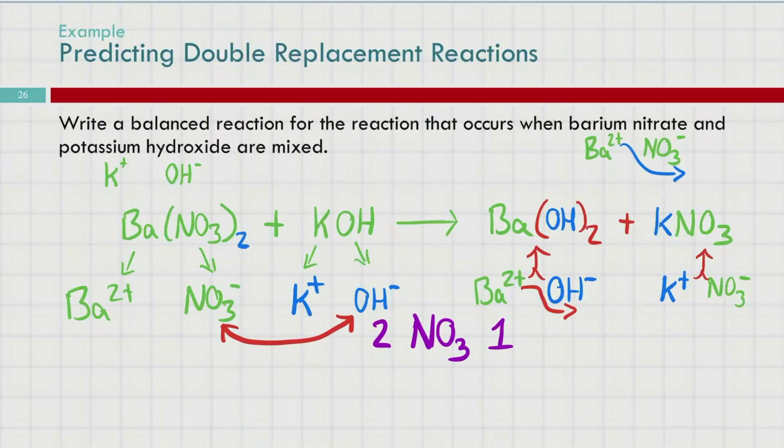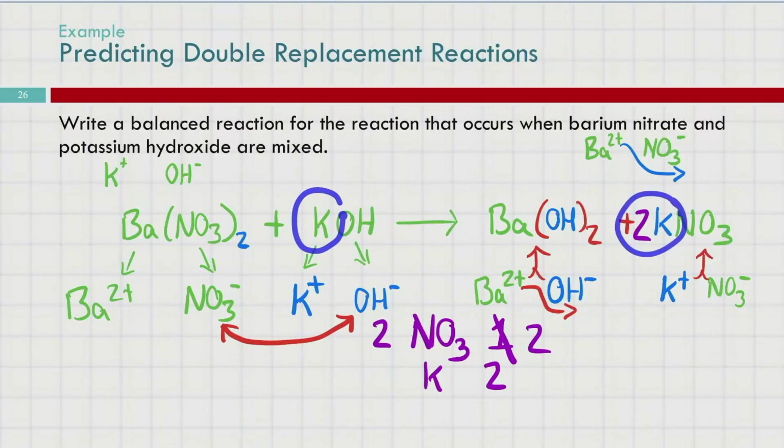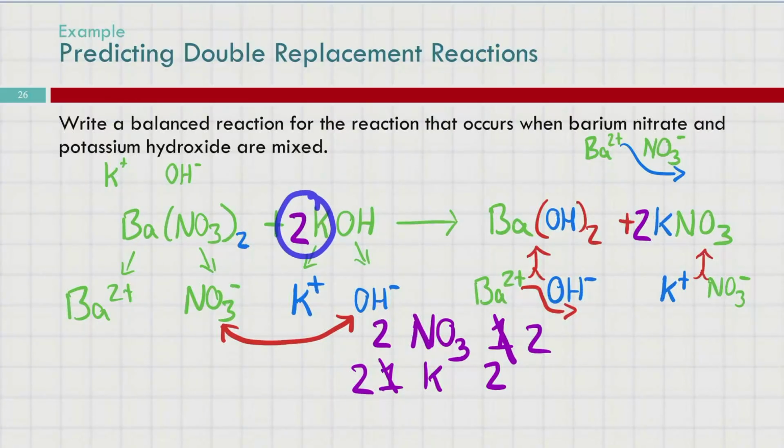So to balance those out, we need to bump up the amount of nitrate that we have on the product side. So we'll add a coefficient of 2 in front of our potassium nitrate. When we do that, what else do we change? The potassium. So the potassium changed, we're going to balance potassium next. We now have 2 potassiums on the product side, and we only have 1 potassium on the reactant side. To balance those out, add a 2 in front of our potassium hydroxide. Now our potassiums are balanced.